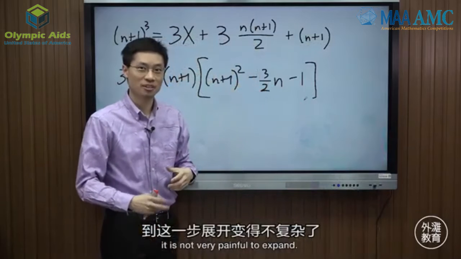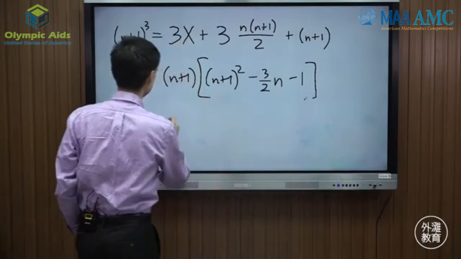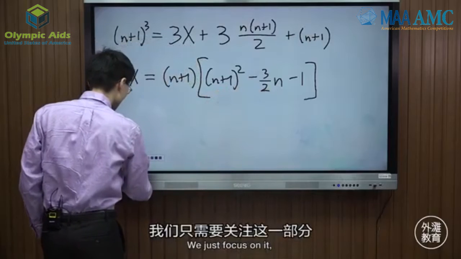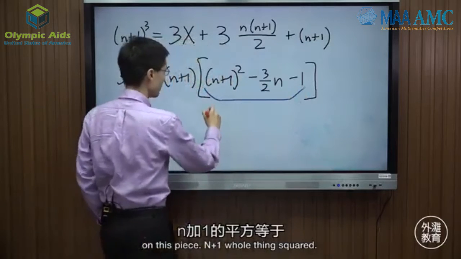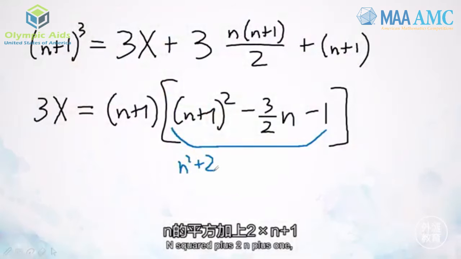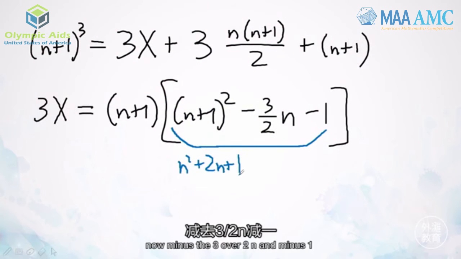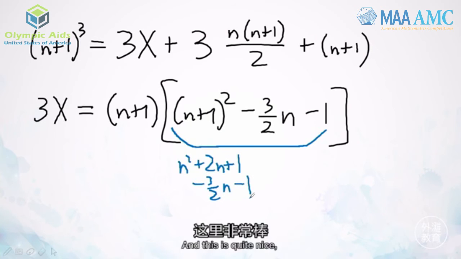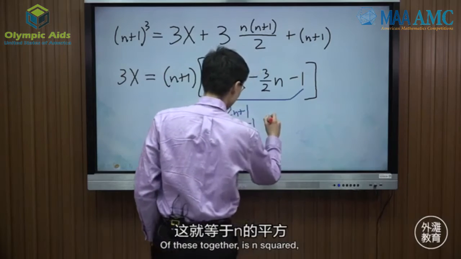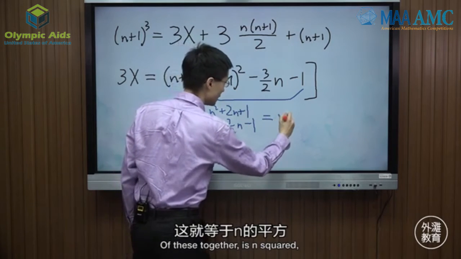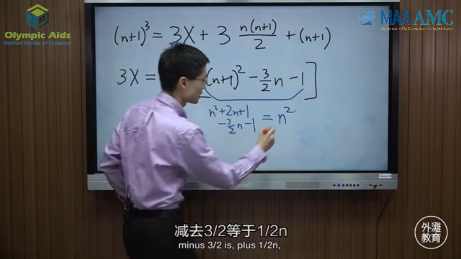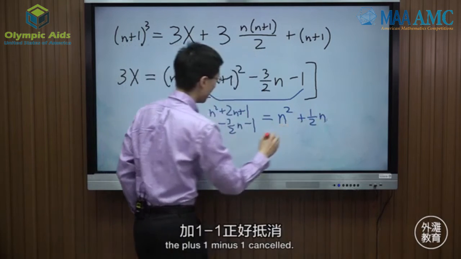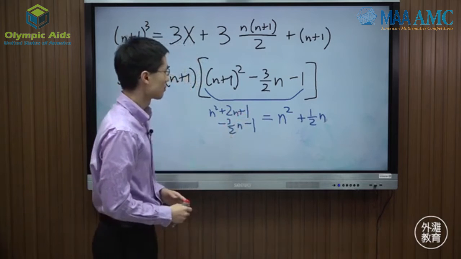This is not very painful to expand. So if I expand just this, let me focus on it with just this piece. N plus 1 whole thing squared: n squared plus 2n plus 1. Now minus the 3 over 2n and minus 1. Hey, this is quite nice. All of this together is n squared, and because I lined up the columns, it's very easy to subtract. 2 minus 3 over 2 is plus 1/2 n, and the plus 1 minus 1 cancels.